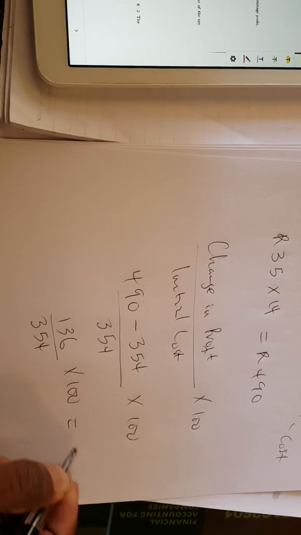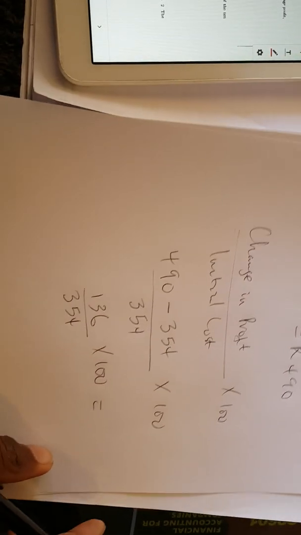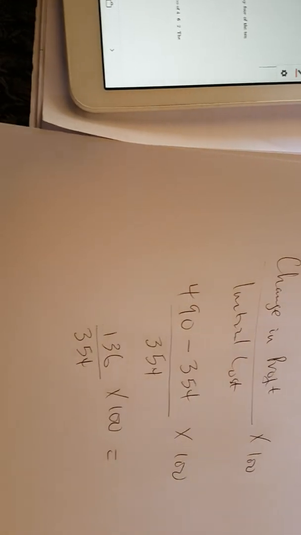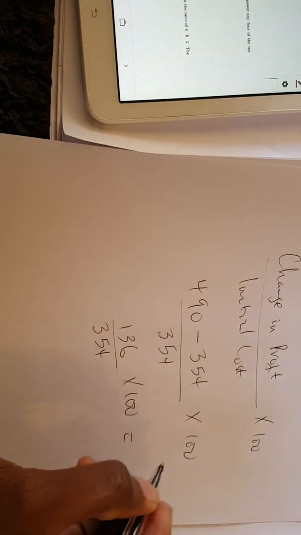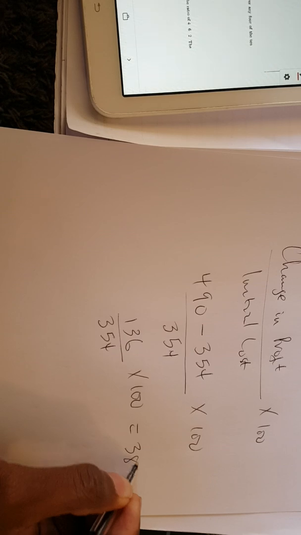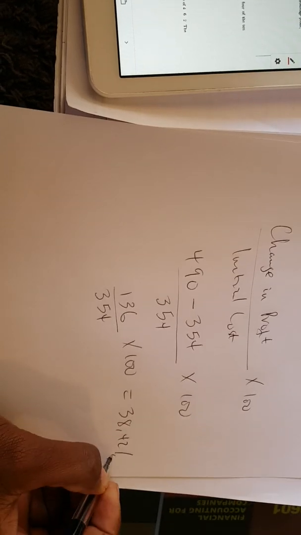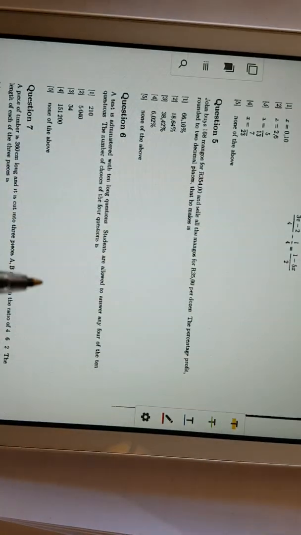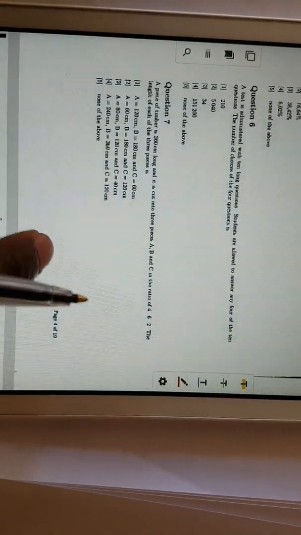So he is going to make 38.42% profit. So that is the profit. It lies on option number 3. Option number 3. Let's move to question number 6. Question number 6 is about permutation and combination.